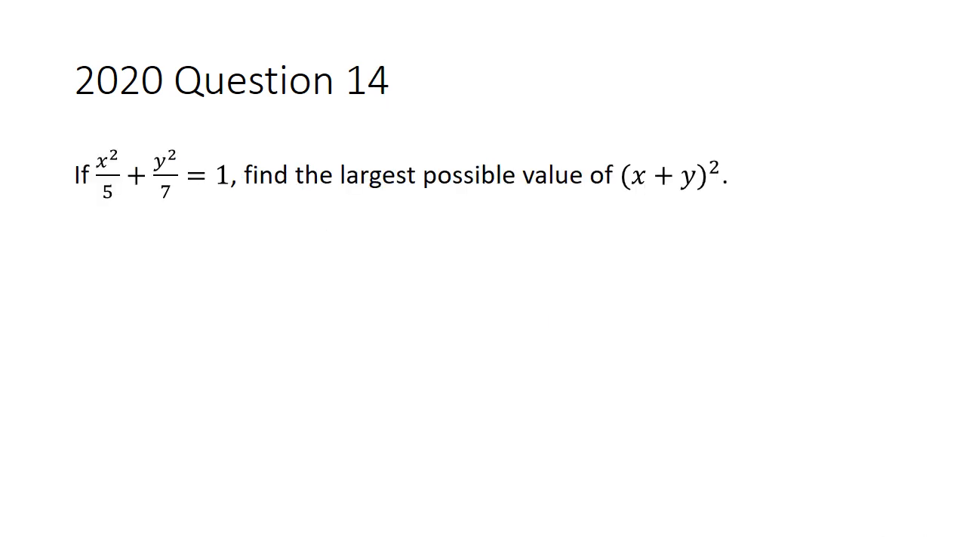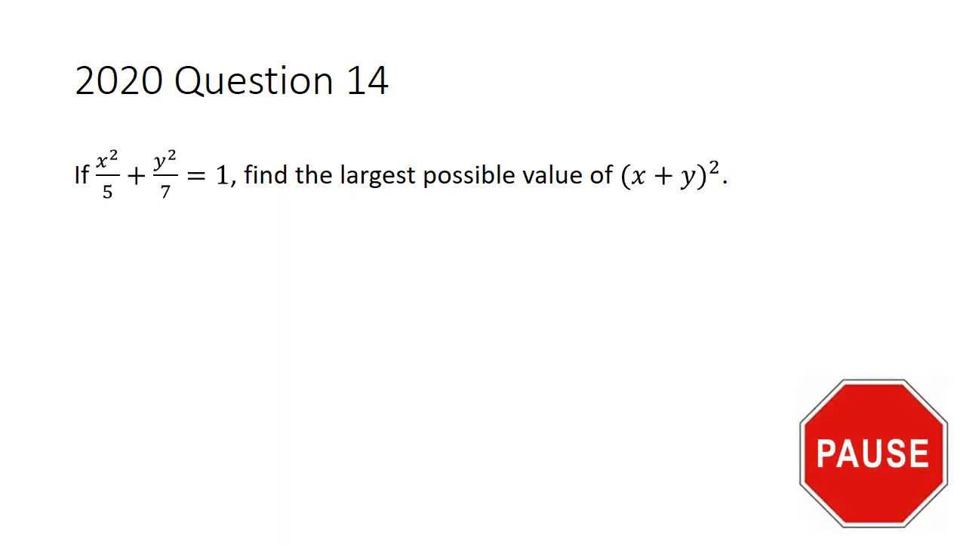Question 14. If x squared over 5 plus y squared over 7 is equal to 1, find the largest possible value of x plus y whole thing squared. Pause the video here and give this question a good try.